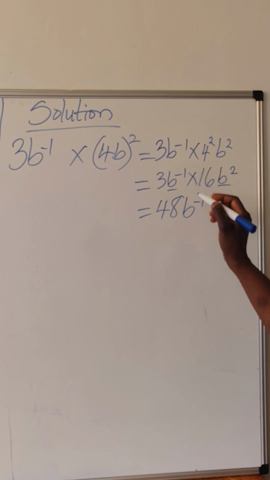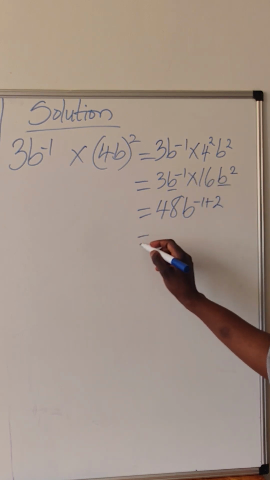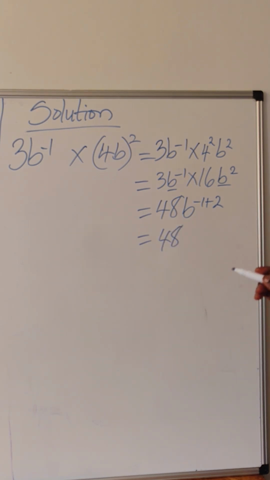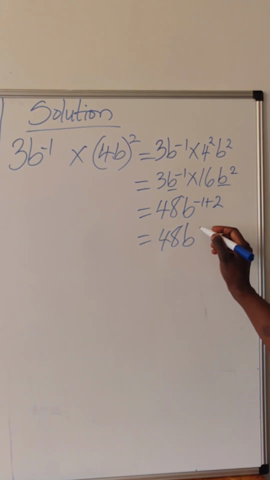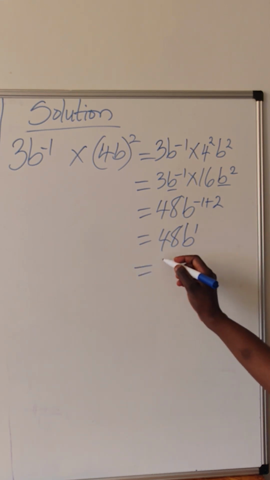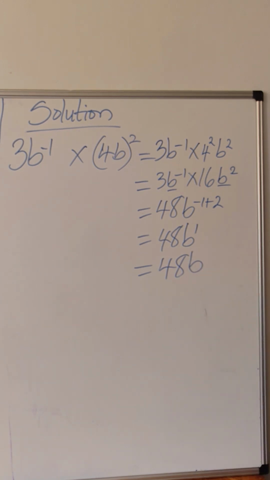Because we have multiplication here, the power will be added, and we have 2 here. And so we have 48, b minus 1 plus 2 gives us plus 1. And b raised to power 1 is the same thing as b. So the final answer is 48b.